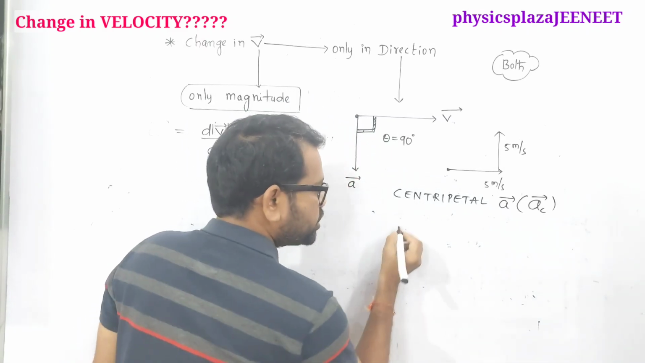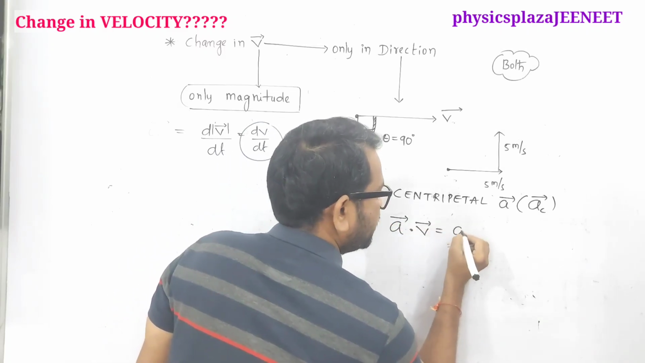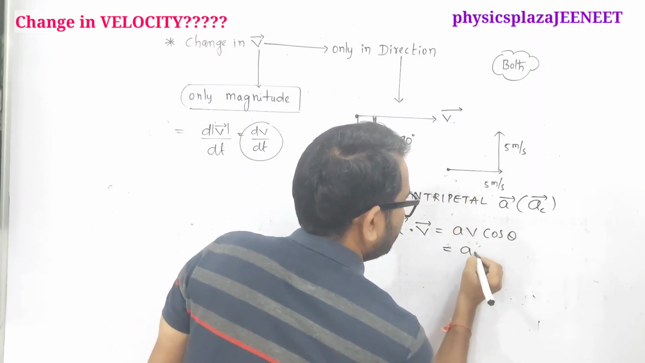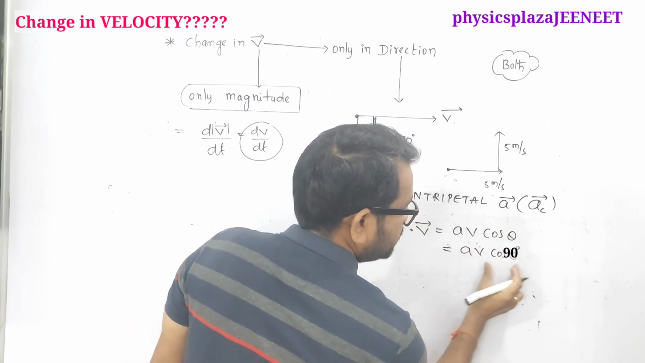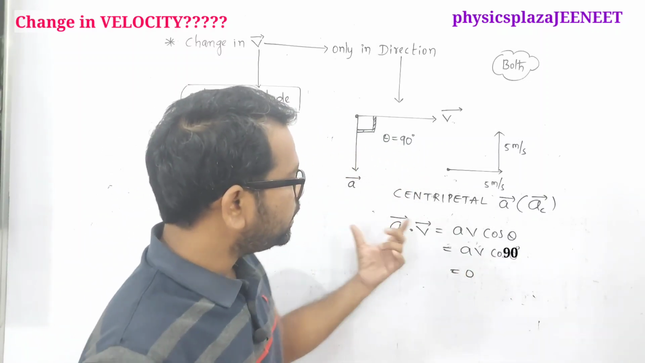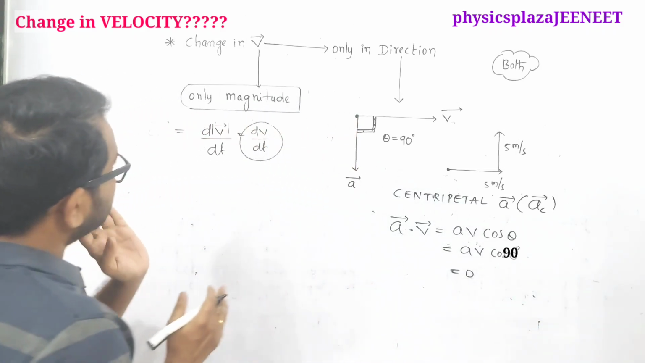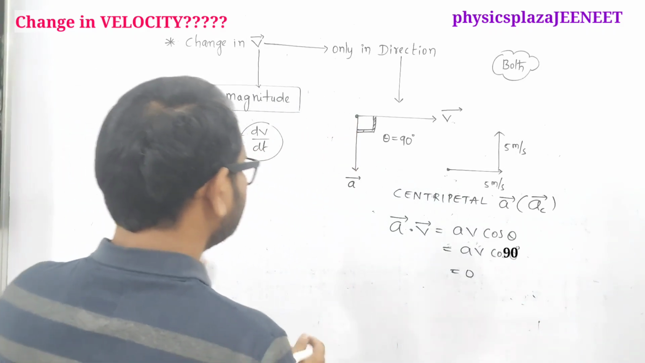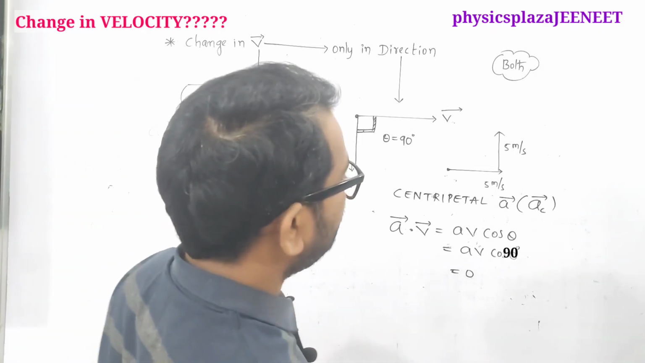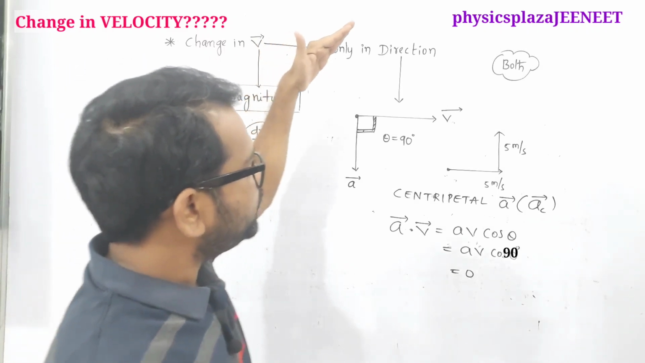Fine. In this case, A dot V can be written as AV cos theta, but theta is 90 degrees, so cos theta is 0. So the dot product of acceleration and velocity is 0. Clear? Here we discussed tangential acceleration and here centripetal acceleration. This is where only the magnitude changes, and this is where only the direction changes.